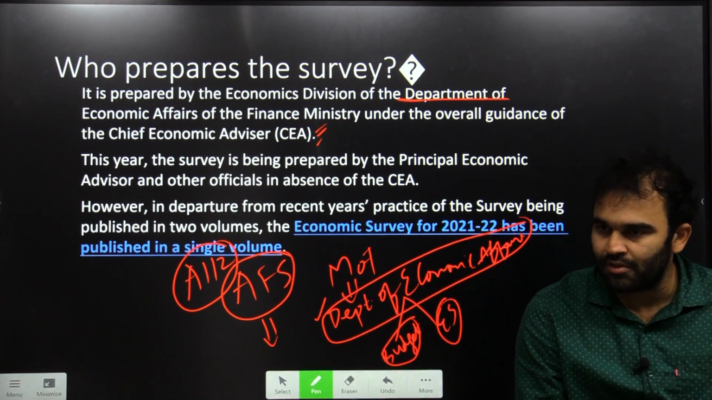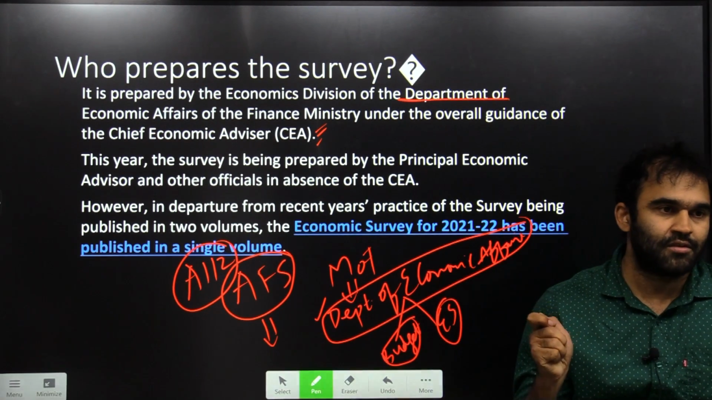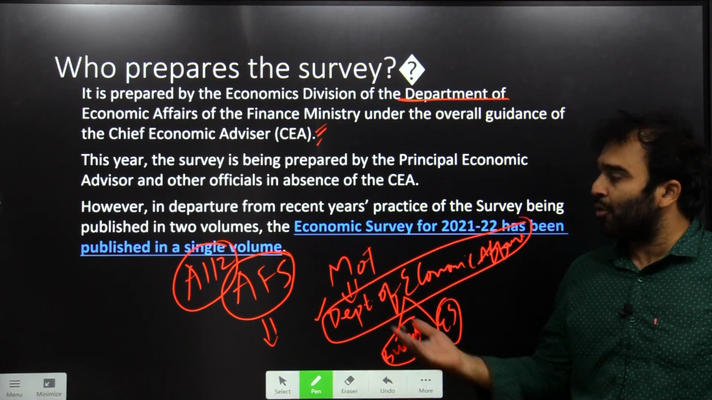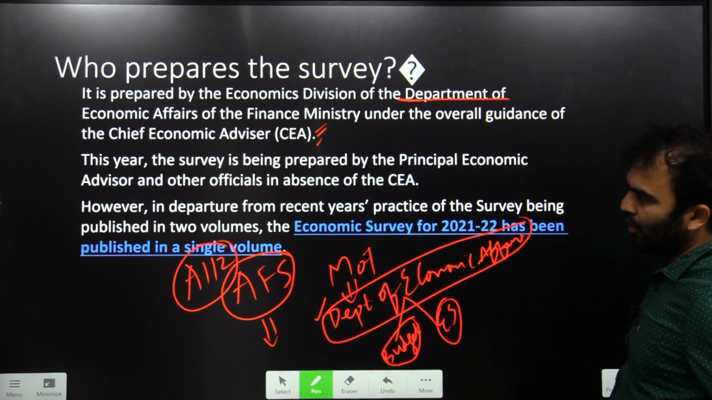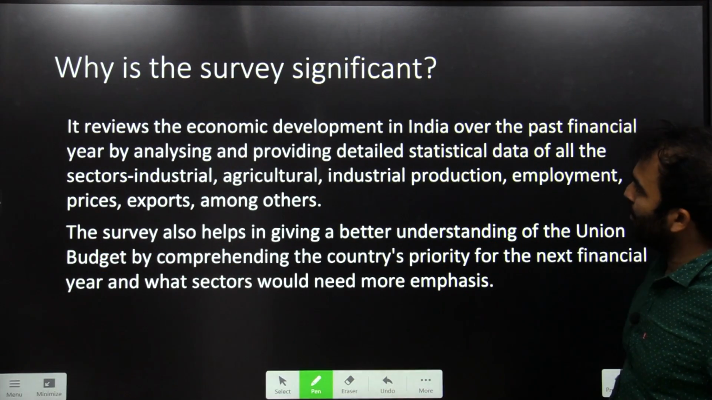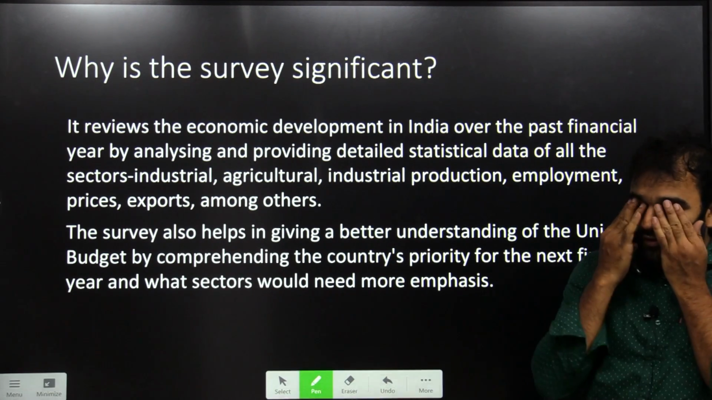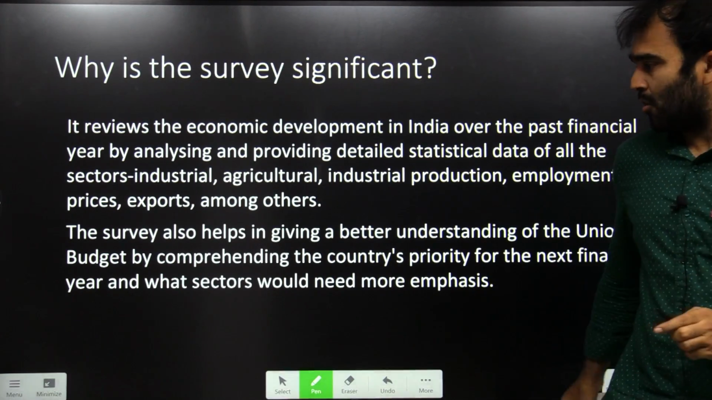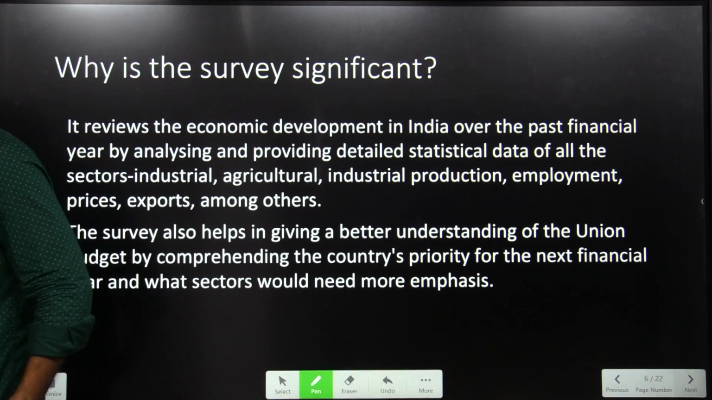There is no constitutional provision which forces the government to provide the economic survey. That's true. Yes, 2021-22 is only in one volume. Then why is the survey significant? Of course, it gives you a macroeconomic perspective, the performance, and also the macroeconomic trends in the country.